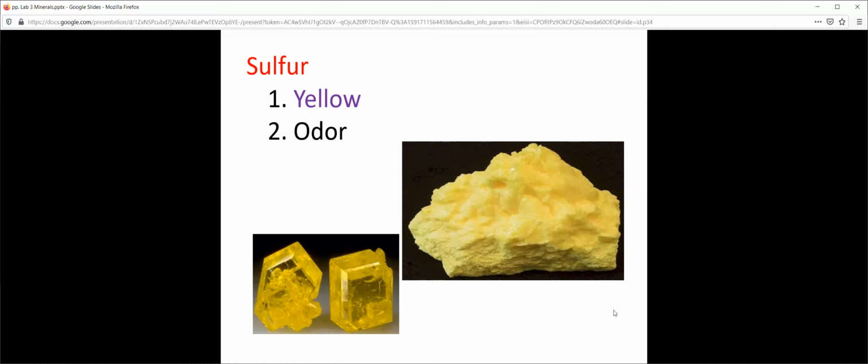Sulfur has a crystalline structure. Sulfur has a non-crystalline structure. The non-crystalline structure is probably the one you see more often, but a sulfur crystal is really cool looking, right? It smells. I wouldn't necessarily want to sit in the room with a big sulfur crystal. That would not be a good odor, but they exist. And quartzes and calcites, and I think even fluorites can look yellow too. So again, how do you distinguish them? Give it a sniff.